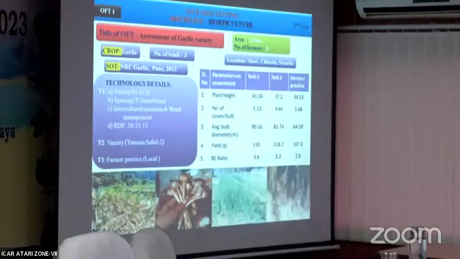So under horticulture, the first OFT is assessment of garlic variety. Under T1, we took up variety G313, and under T2, we took up variety Yamuna Safed, and under T3, farmers practice, that is the local variety. So here also we can see the difference in the BC ratio. Under T1, we got 3.6, and in Yamuna Safed, we got 3.2. And under the local variety, BC ratio was 2.9.